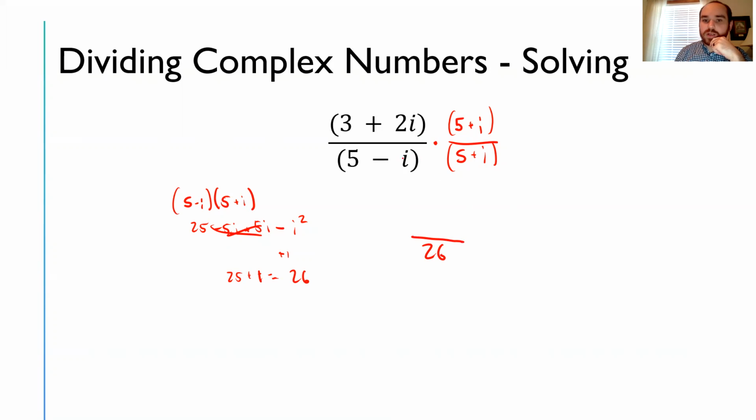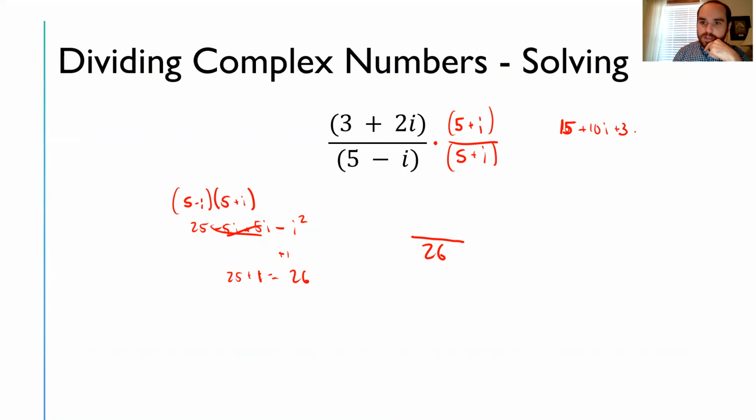And then we also need to FOIL our top. So 3 plus 2i times 5 plus I. When we multiply these, we'll get 15. 2i times 5 is 10i. 3 times I is 3i.